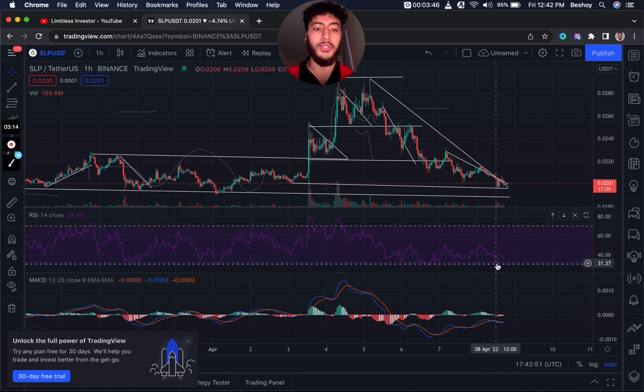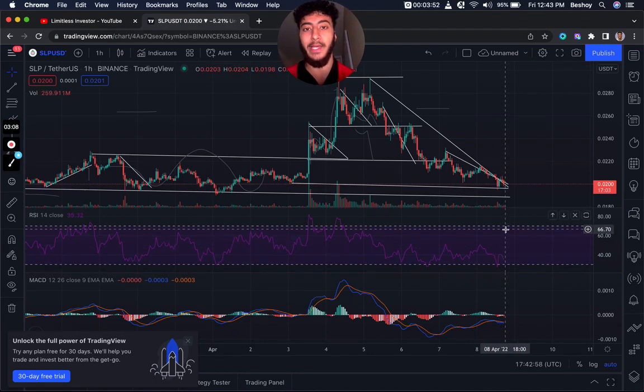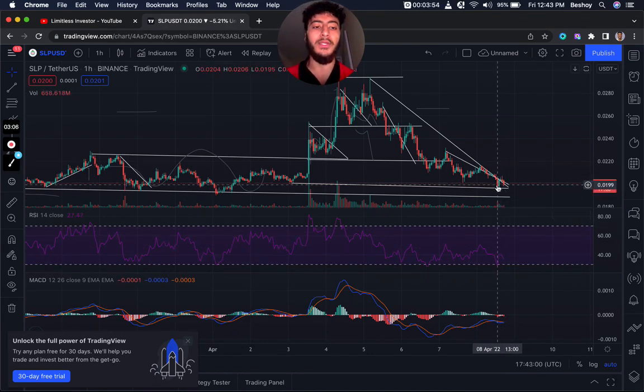So we were oversold though. We saw a retracement at these levels here when we were oversold, and MACD as well indicating there was going to be a reversal. So this is a good sign, okay?